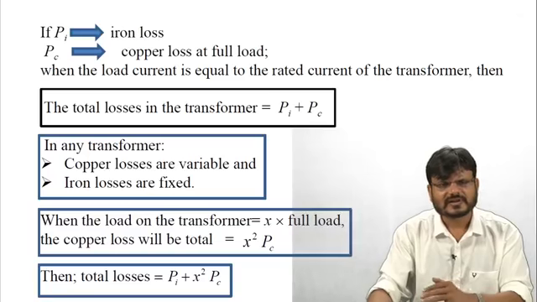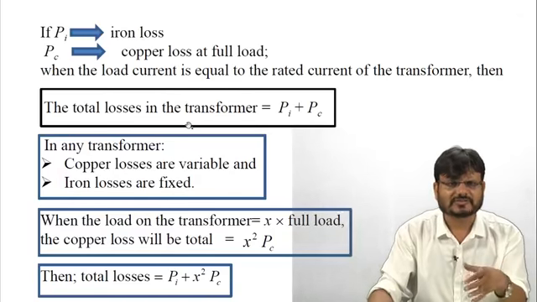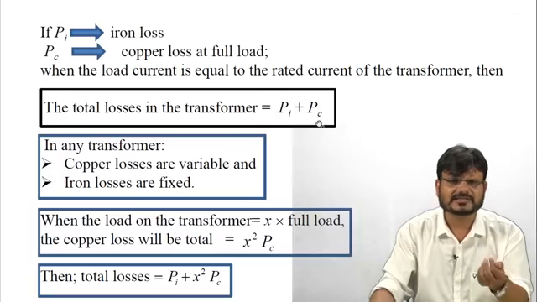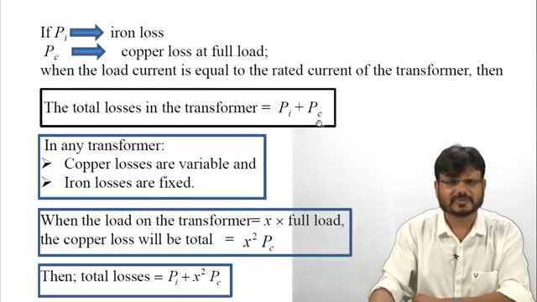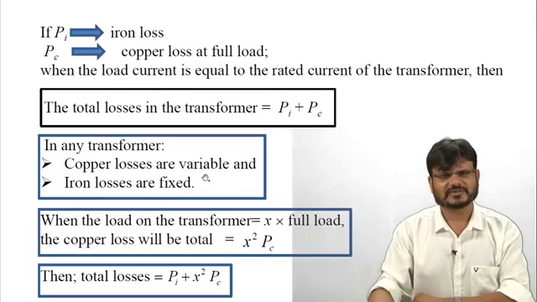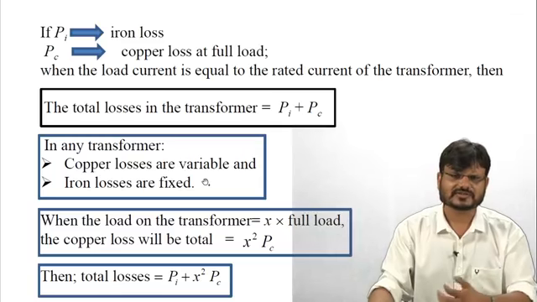So if you are talking about the losses at full load, the total losses in the transformer at full load can be written as Pi plus PC, where Pi is the iron losses and PC is the copper losses. In any transformer, as you know, copper losses are the variable losses and iron losses are the fixed losses, or you can say constant losses.